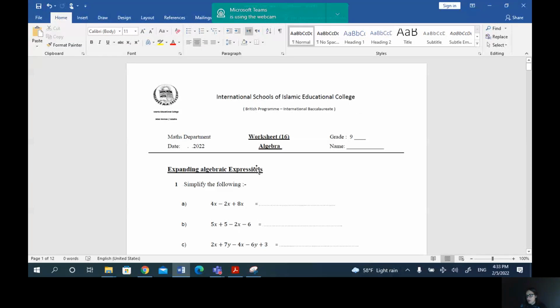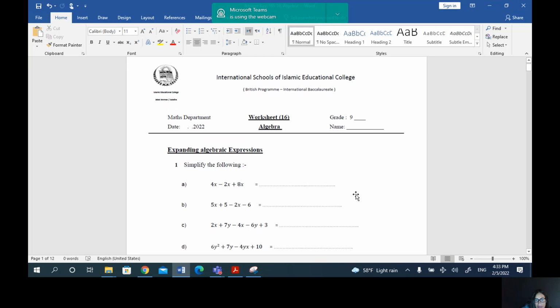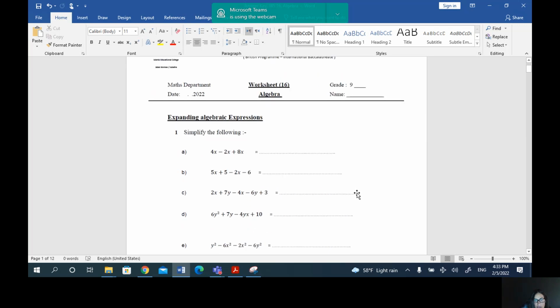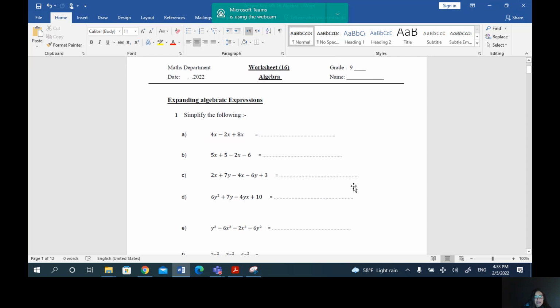Hi there. Today I'm going to solve worksheet number 16, which is about algebra. As we know, the algebraic skills that we learned from last term start with simplifying expressions, or what we call collecting like terms, such as in the first question here.